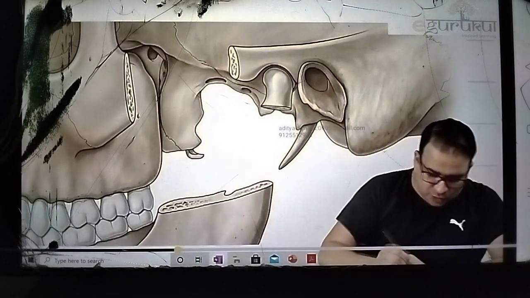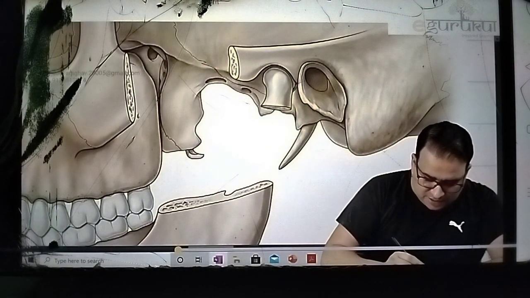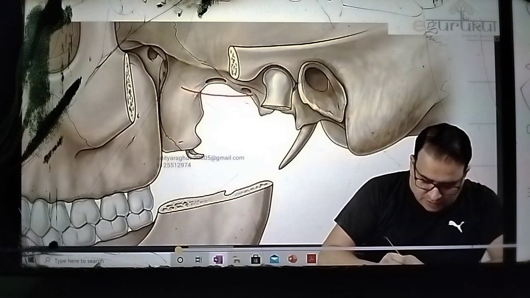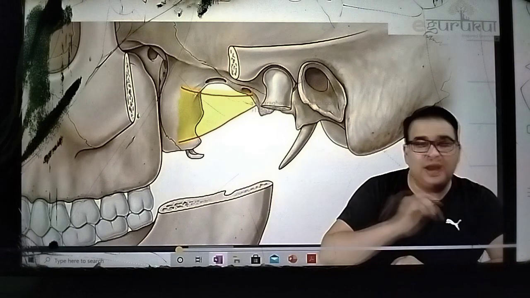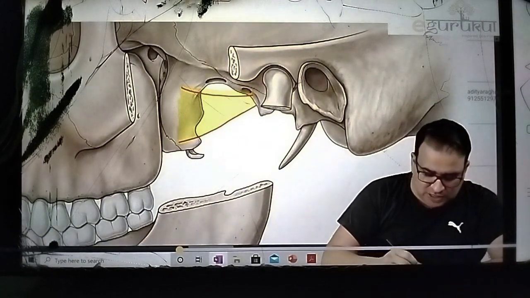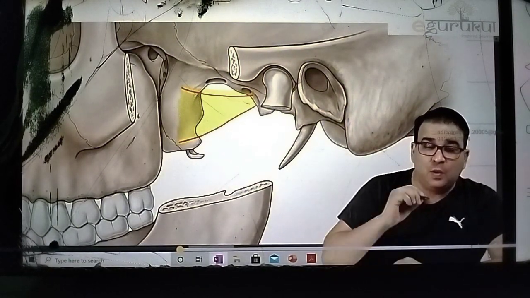Obviously the muscle which will be originating here is from the lateral surface of the lateral pterygoid plate. This muscle is lateral pterygoid. We discussed this yesterday in the maxillary artery. This is the lower head of lateral pterygoid, which is originating from the lateral surface of the lateral pterygoid plate. Where is the upper head coming from?